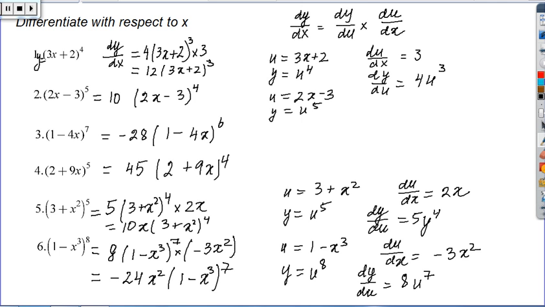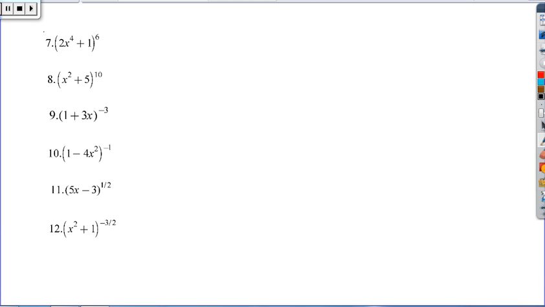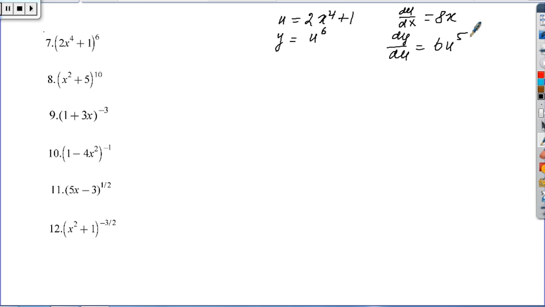On the next page, you will see a little bit harder examples. Now, we continue. Let's differentiate this function. So we have our u as 2x^4 plus 1. So our y is going to be then u to the power 6. Then du by dx is going to be 8x. And dy by du is going to be 6u^5.